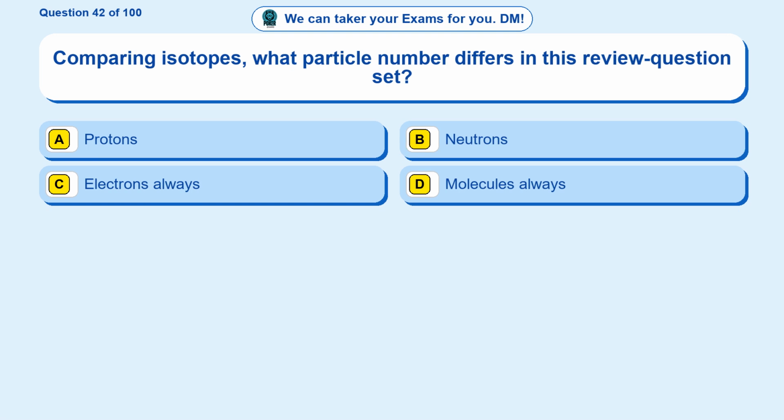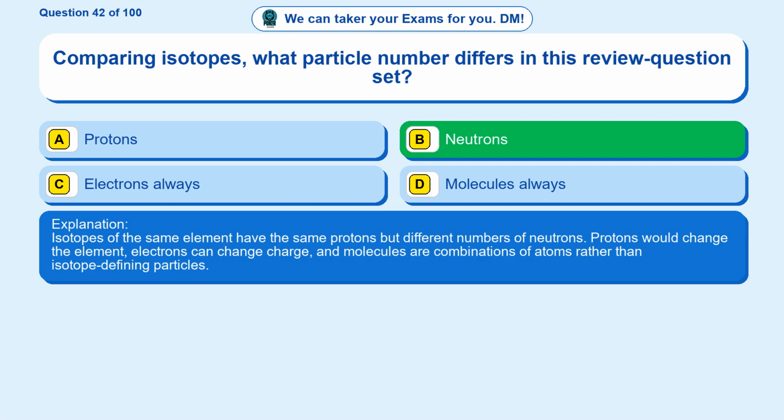Question 42. Comparing isotopes, what particle number differs in this review question set? Option A, protons. Option B, neutrons. Option C, electrons always. Option D, molecules always. The correct answer is option B, neutrons. Isotopes of the same element have the same protons but different numbers of neutrons. Protons would change the element, electrons can change charge, and molecules are combinations of atoms rather than isotope-defining particles.